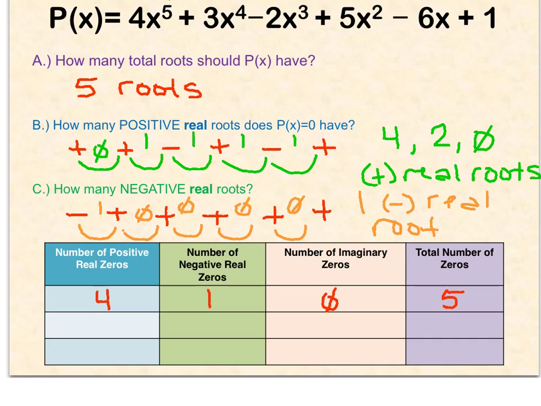Now let's say I have 2 real roots. Well, again, I know for sure I have 1 negative real root, so that leaves me with 3. So I'm missing 2 roots to total up to 5, so I must have 2 imaginary roots. Now let's say I have 0 real roots. I know I still have 1 negative real root, and that leaves me with 4 roots that are left over to total to 5, so I must have 4 imaginary roots.